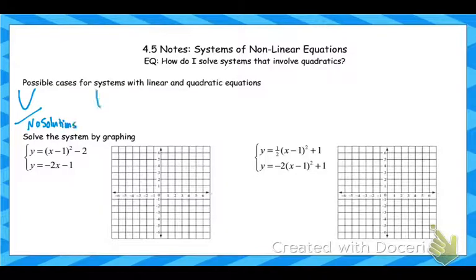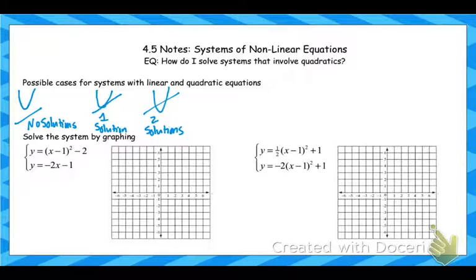It's also possible for that line to only touch in one spot. That one point would be called the point of tangency, and there would be one solution. It's also possible for that line to cross in two places. So this is something that was not possible when we were dealing with systems of just lines. We actually could have two possible solutions here.